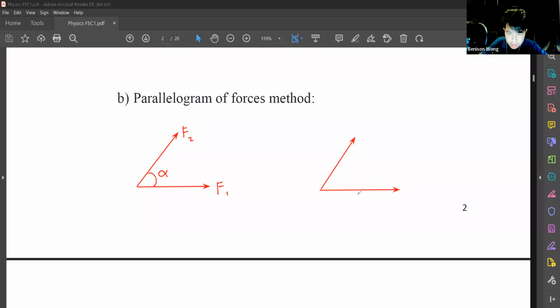F1 and F2. And the angle here is alpha. Okay, and what if we add a parallel line here? How do you draw this parallel line? So you're gonna take a compass.